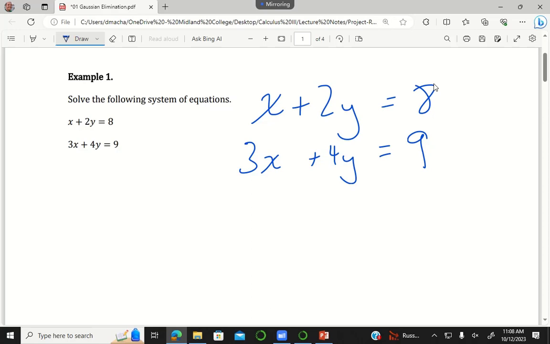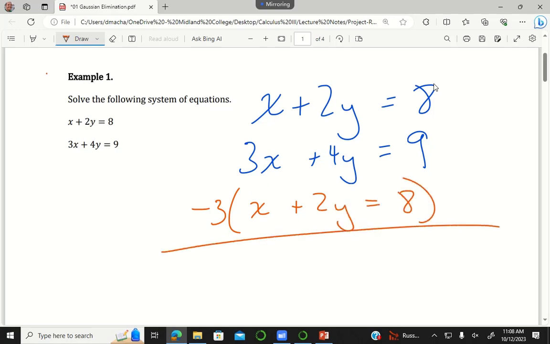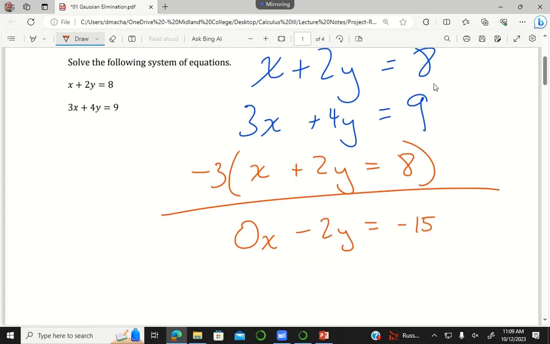What we could do here is take my second equation and subtract 3 times my first equation. Then 3x minus 3x is 0. 4y minus 3 times 2y is 4y minus 6y, that's minus 2y. And then 9 minus 3 times 8 is 9 minus 24, and 9 minus 24 is negative 15. And so then we know that y is 15 over 2.